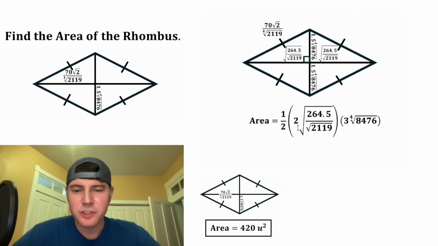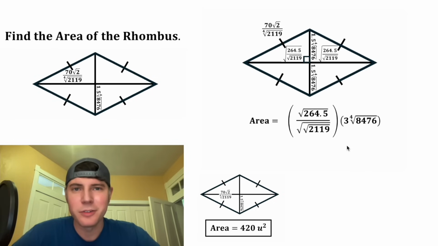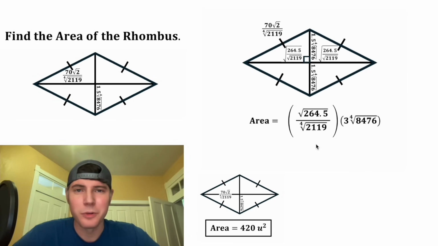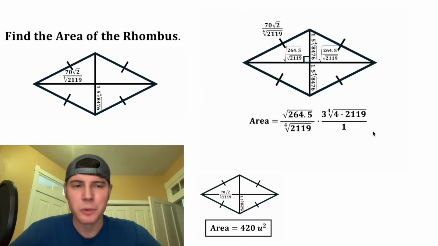This 1/2 and this 2 will cancel each other out. And then with this fraction inside of the square root, we can give both the top and the bottom their own square root. And then on bottom, this square root of a square root is the same thing as the fourth root. Let's rearrange these and make the second one a fraction. We can break down the 8476 into 4 times 2119, and then this 4 and this 2119 can each have their own fourth roots. So we have a fourth root 2119 on top and bottom. They can cancel each other out.